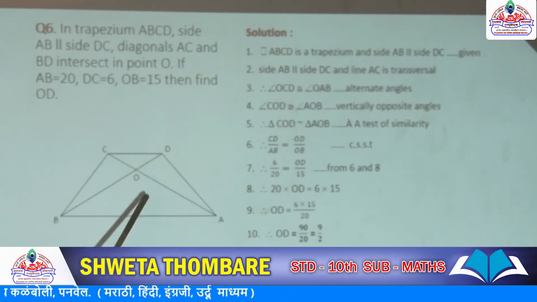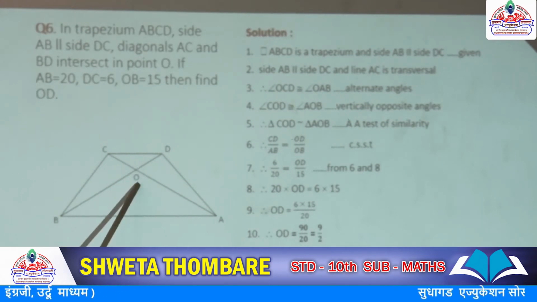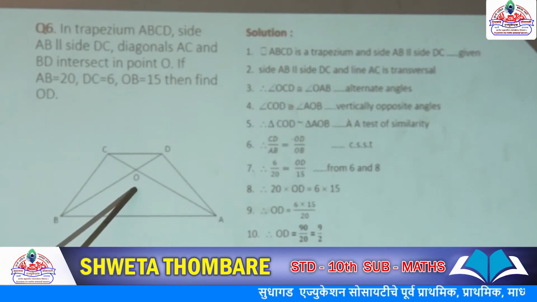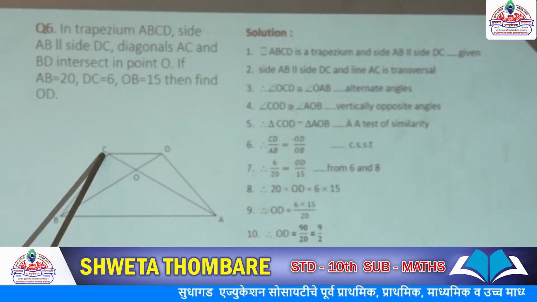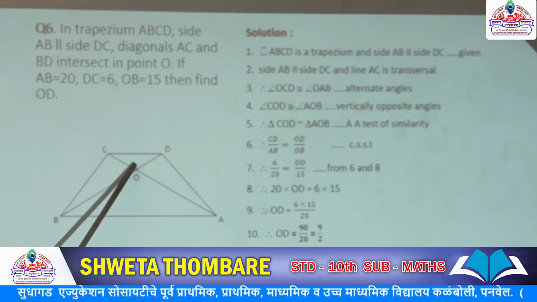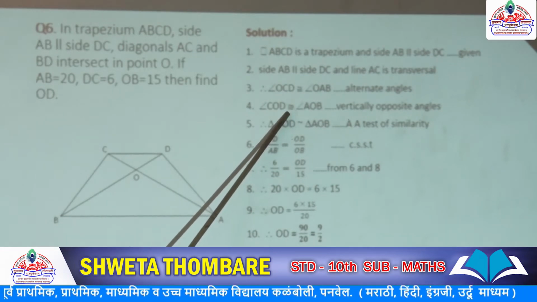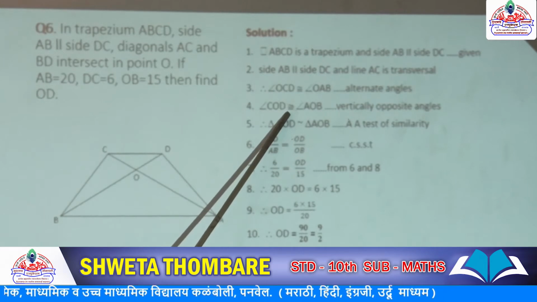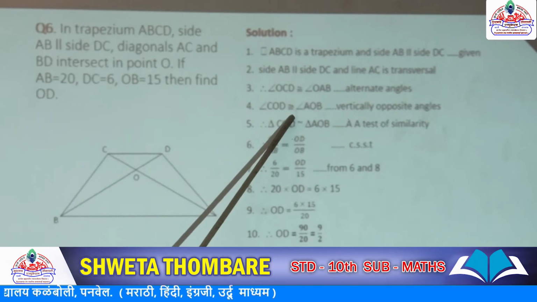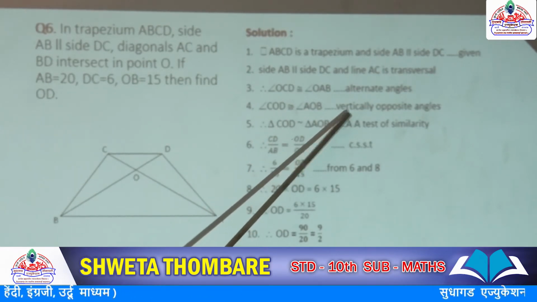Now search for the second pair. It is clearly seen that these two angles are vertically opposite angles, and we know that vertically opposite angles are always congruent. So here in equation number 4 we can say angle COD is congruent with angle AOB. We give the reason as vertically opposite angles.